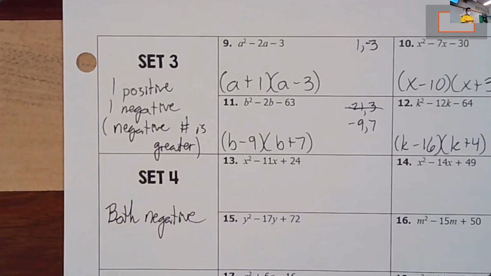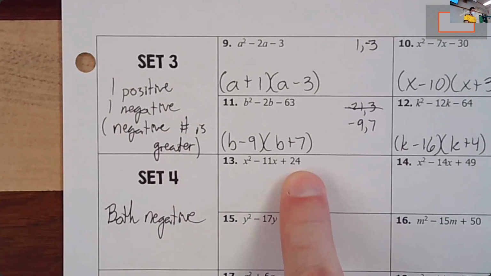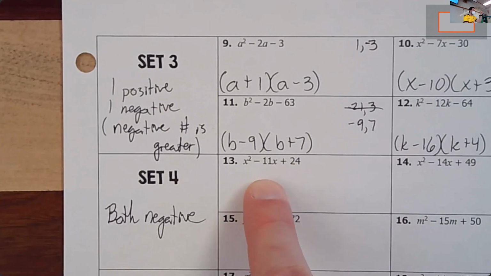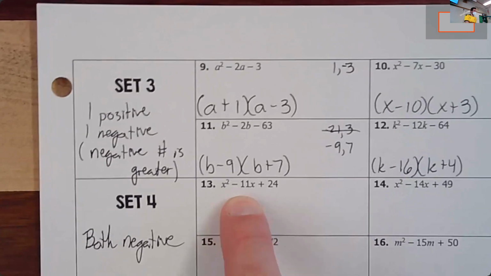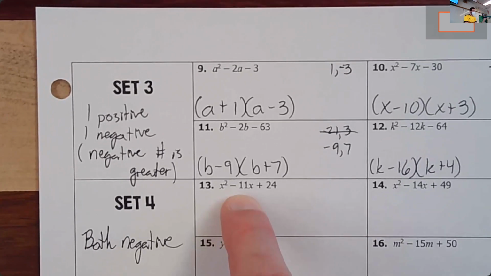These are both negative, which basically means we're doing these like we did set 1. So you're just looking for two numbers that multiply to the one on the end. And once you have the two numbers that work with the number on the end and add to the number in the middle, just make them both negative. So you can think of this as a positive 11 to begin with, but as long as you make both numbers negative, you're good to go. So two numbers that multiply to equal 24 and add to 11.